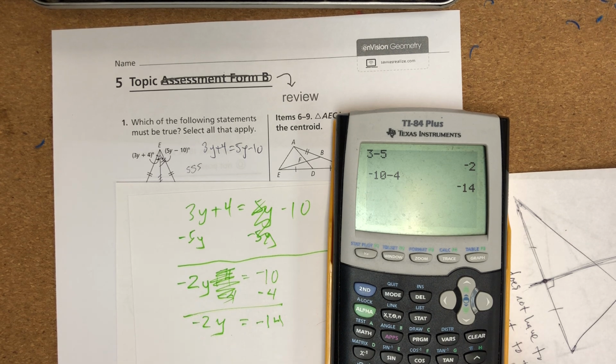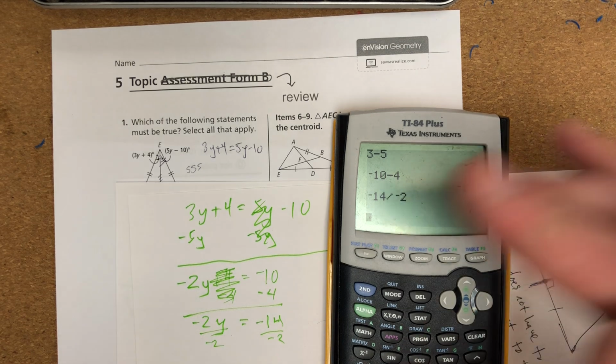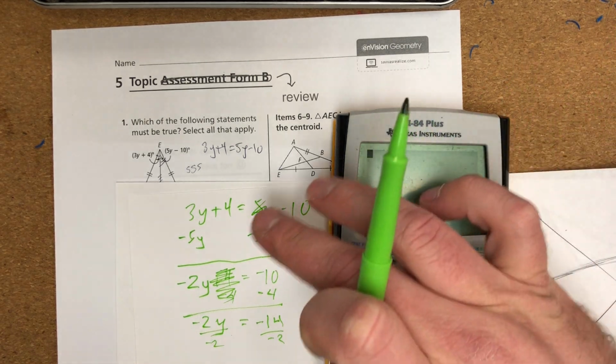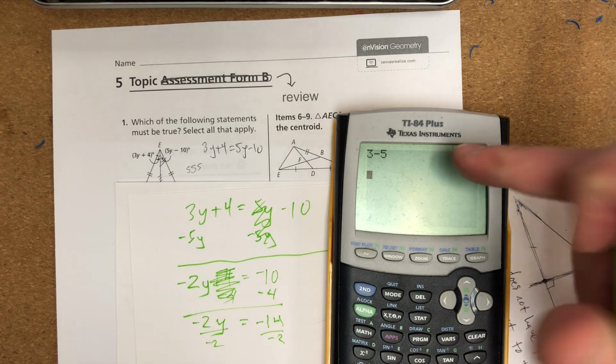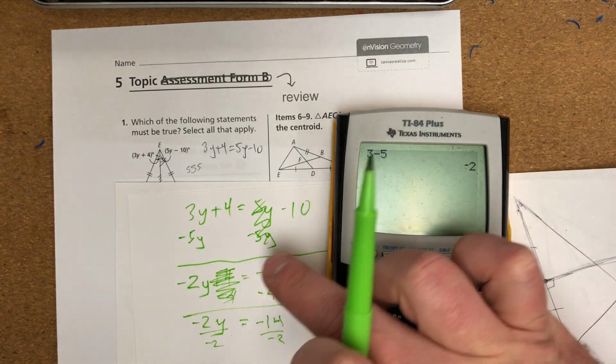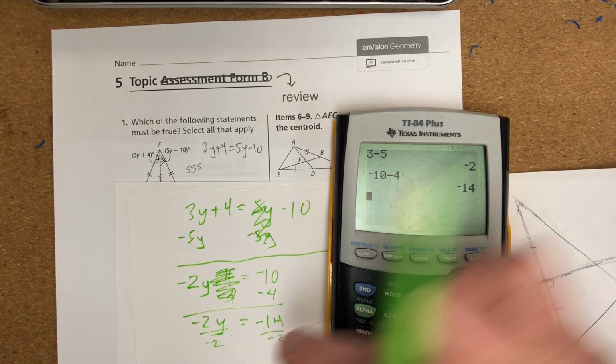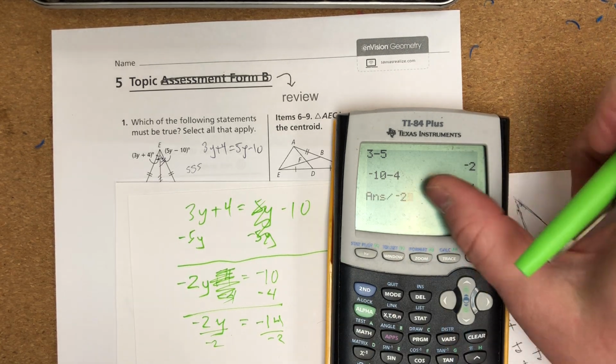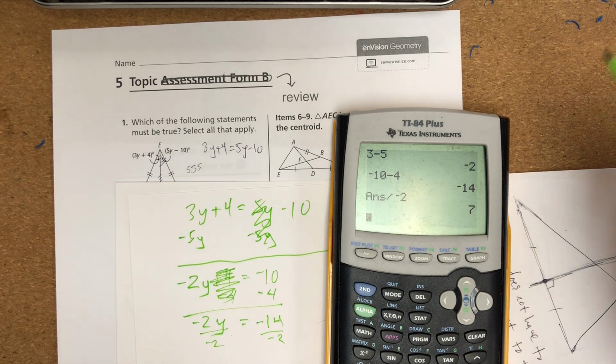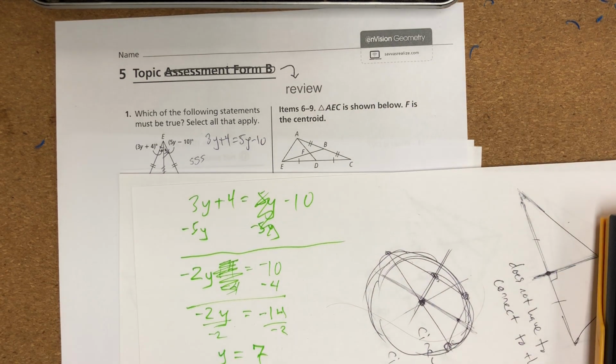-2y is all that's left. And then to get the y by itself, we'll divide both sides by -2. So -14 divided by -2. But real quick, if I was doing this, I do 3 minus 5, and then I know that next I've got to do -10 minus 4, and then I'm going to divide by -2, so I don't need to retype that in. I can just type divided by -2. All right, so y is 7, and that is not the answer.